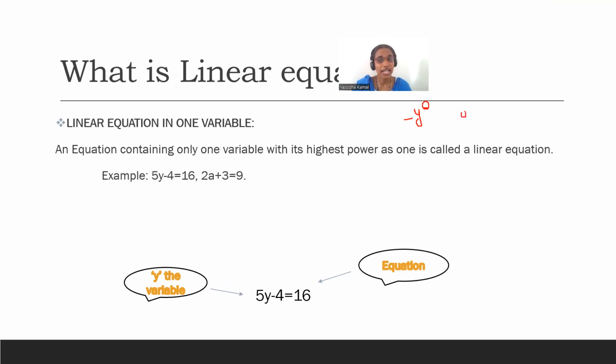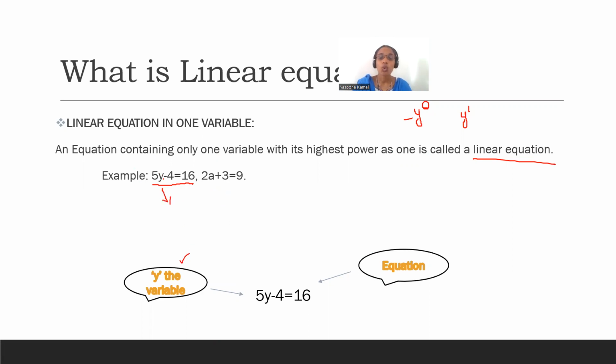So when the variable which involves the highest power is 1, and there is only one variable in this equation, that is said to be a linear equation. Here I have given a simple example: 5y minus 4 is equal to 16. So this is also an example. Can you tell me what is the variable here? Yes, y is the variable I have mentioned here.